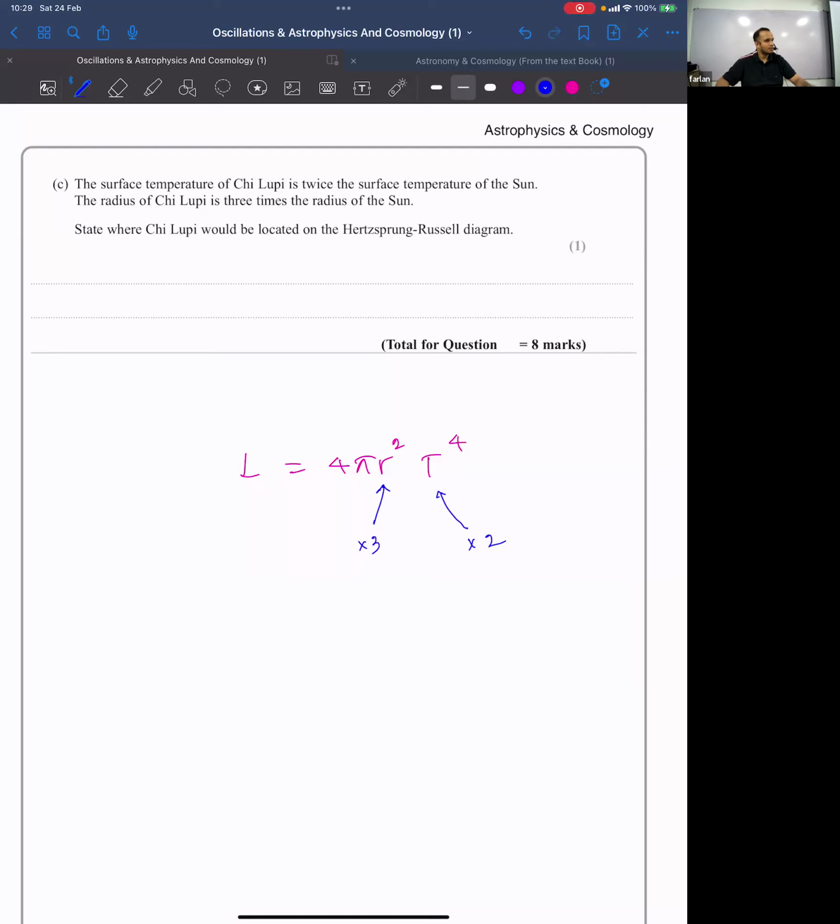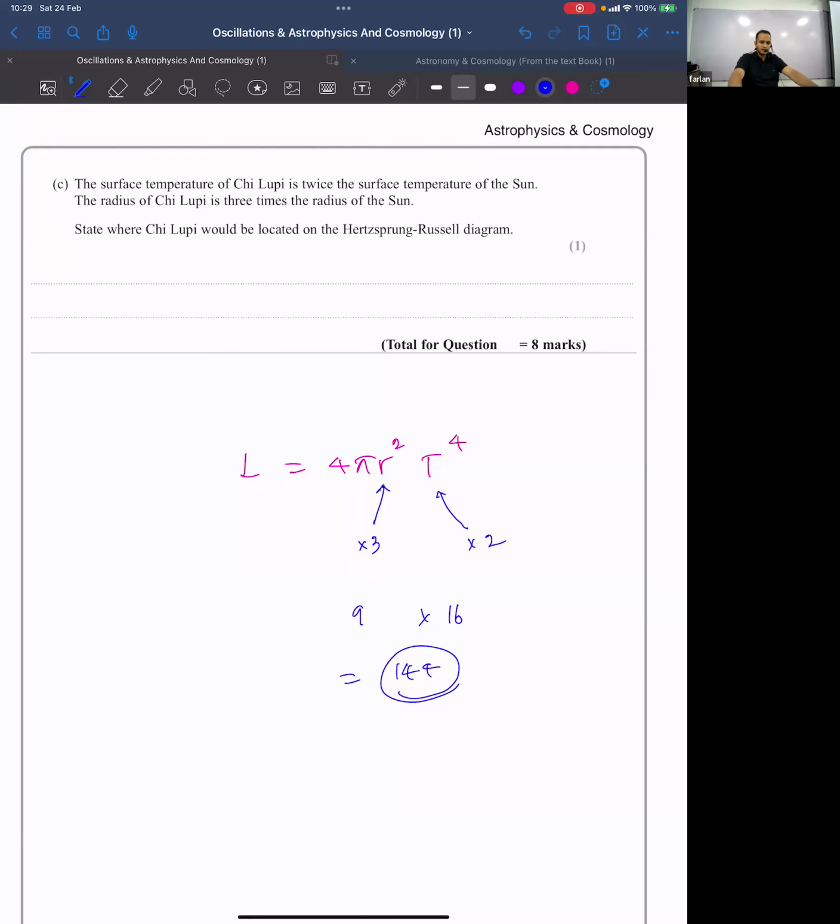I'll ask you a simple math question. Then the luminosity of this star is how many times the luminosity of sun? Very good. Why is that? Radius is 3 times, it's proportional to r square, so 3 square is 9. Temperature is 2 times, 2 to the power 4 will be 16. So it will be 9 into 16, 144 times. Which means the luminosity of Chi-Lu P is 144 times the luminosity of sun.